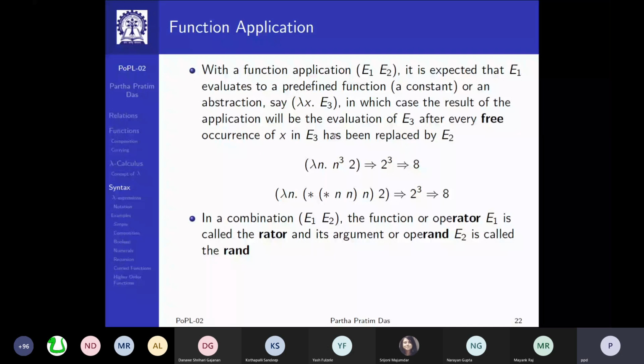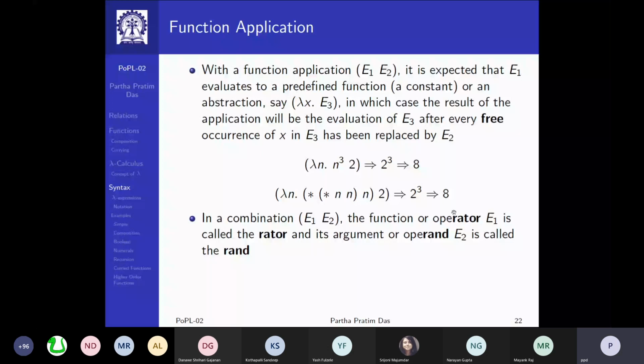Just to give you an example, lambda n dot n cube is E1, and E2 is 2. So you're applying this function on 2. Here lambda x is n, and E3 is n cube. In n cube, the E3 part, n is free. So by this lambda binding of n, when you apply it onto 2, you replace this free n in E3 by 2, and you get 2 cube.